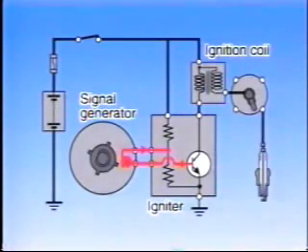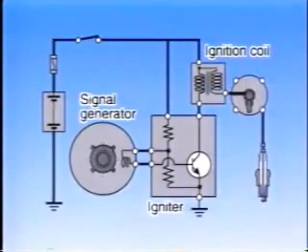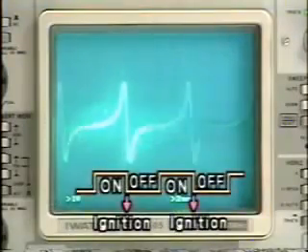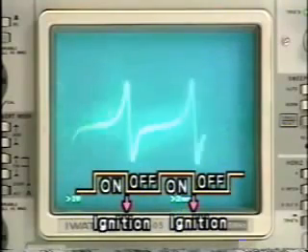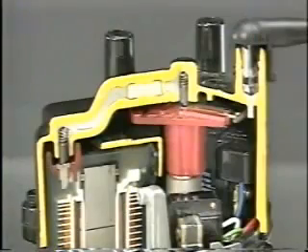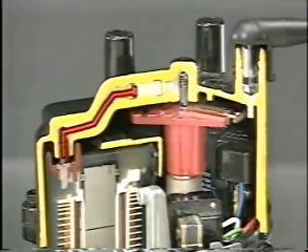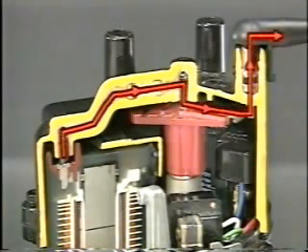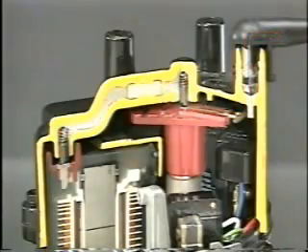In this way, when the engine is running, the transistor is turned on and off every time one of the signal rotor's teeth passes the pickup coil. Every time the transistor is turned off, a high voltage is generated in the secondary coil. The voltage generated in the secondary coil then passes from the distributor's center electrode through the rotor and from the outer electrode to the spark plugs, according to the firing order of each cylinder.